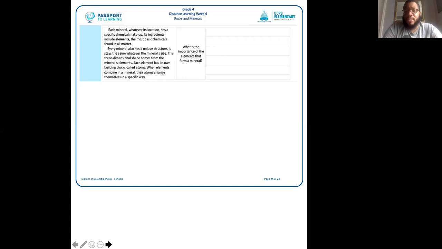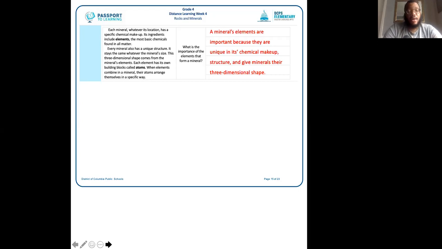So, what is the importance of the elements that form a mineral? Well, a mineral's elements are important because they are unique in its chemical makeup, its structure, and they give minerals their three-dimensional shape. All right. So those are our text-dependent questions, and we have used the evidence in the chunked text to answer those. Once again, make sure you check your grammar, your punctuation, your handwriting, and your capitalization as well. All right, make sure that your answers are complete sentences.